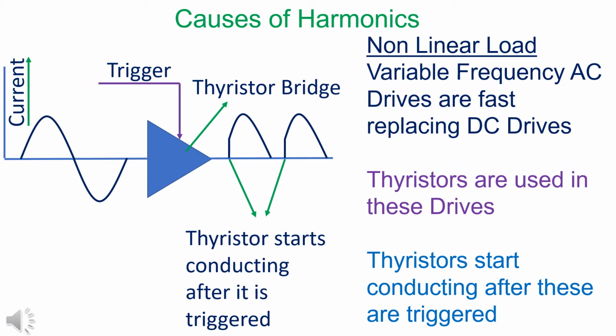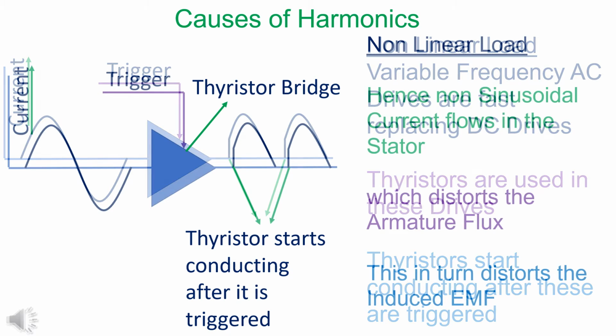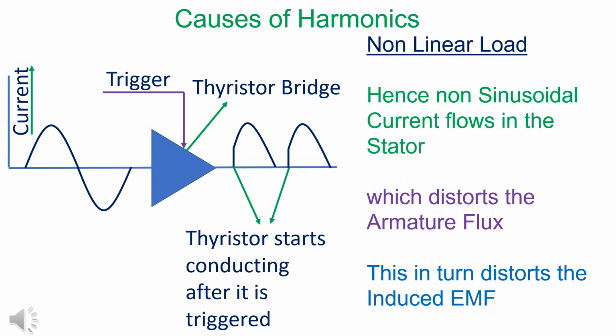The variable frequency AC drives are fast replacing the DC drives. These drives use thyristor. Thyristor starts conducting after it is triggered. Load current, which is equal to the armature current in a star-connected stator winding, is distorted. This leads to the distortion of the flux. EMF induced, which is equal to d phi by dt, is also distorted.